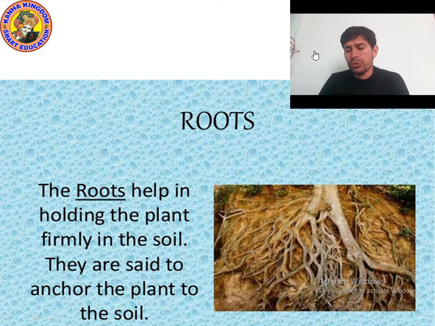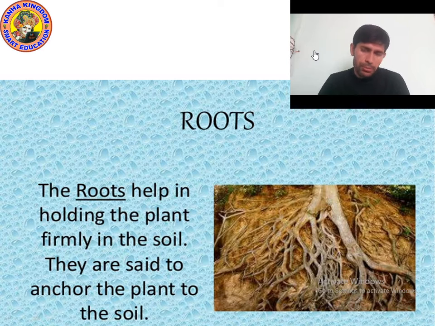So point number one, what is the function of root? They absorb water and minerals from the soil. Second function, they help in holding the plant firmly in the soil. Third function, they make the plants upright. Okay, these are the functions.